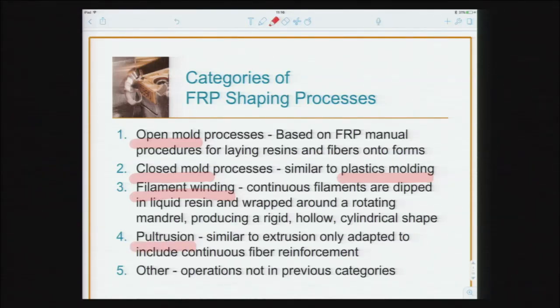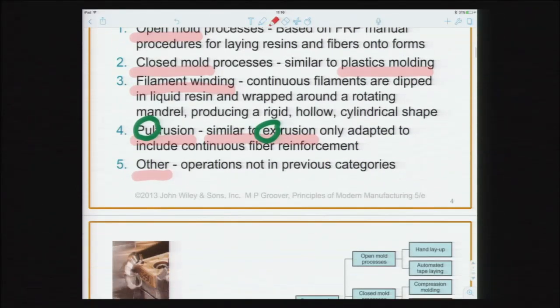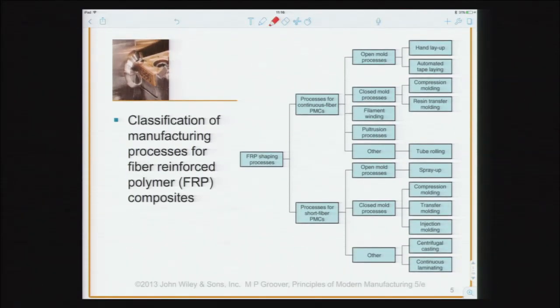The fourth category is pultrusion. The term pultrusion is similar to extrusion. You can see pultrusion and extrusion. The difference is the first letters, P-U-L or E-X. I will explain the difference later, and we can use the pultrusion process to form polymer matrix composite material. And the last category is other processes, operations that are not in the previous categories. Alright, so let's continue on slide 5.